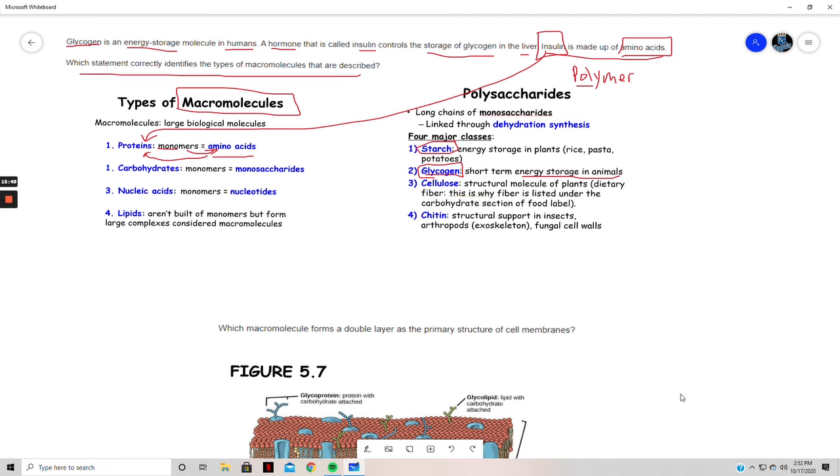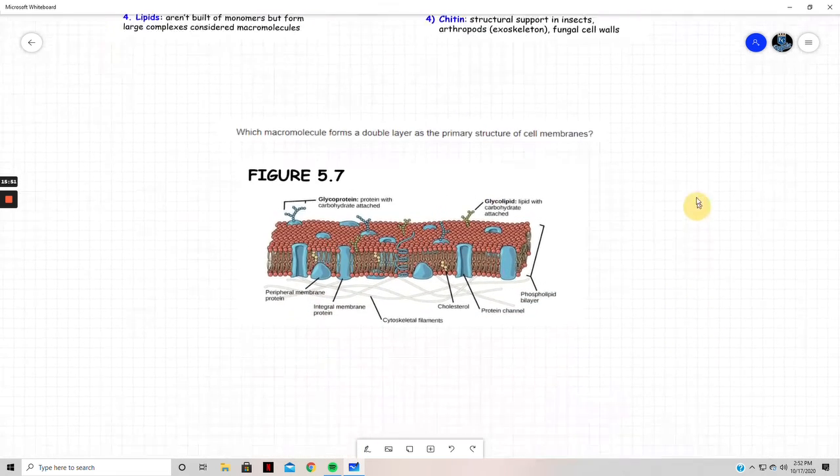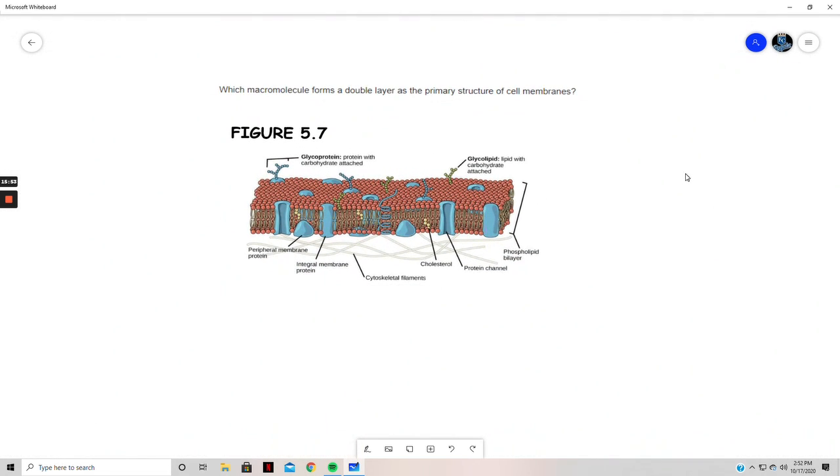Okay, and closing that, so I can move this up for our final topic. Okay, and get my pen back. The question asked, and this is the question here. Again, it's multiple choice, and we're going to try to fill in that information gap to help with the question. Which macromolecule forms a double layer as a primary structure of the cell membrane?